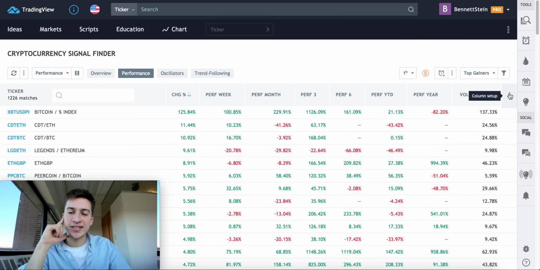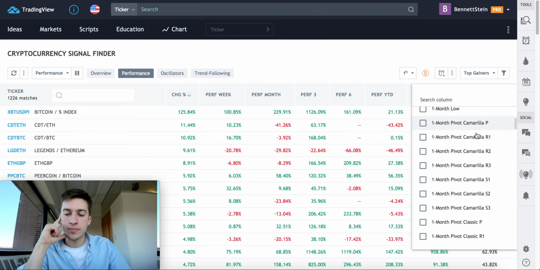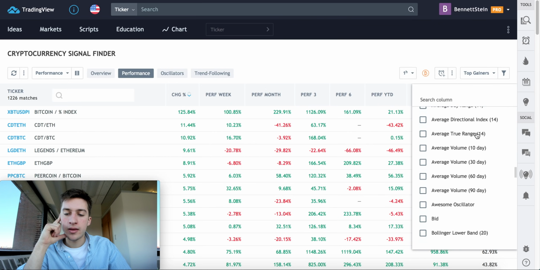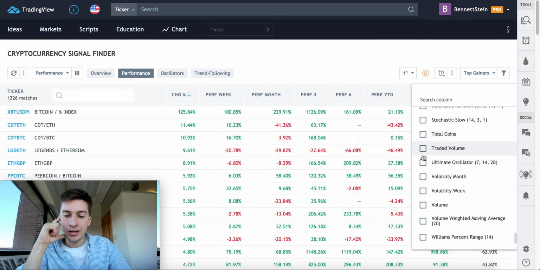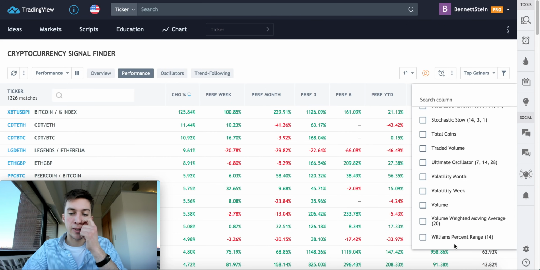The coolest thing here is column setup. Hit this, and you can actually pick whatever indicators you want. So I could hit Bollinger Bands. I could hit one of my favorites, which is the volume weighted moving average. I could hit my Williams percent. I could hit stochastics or whatever, and just add them onto here.